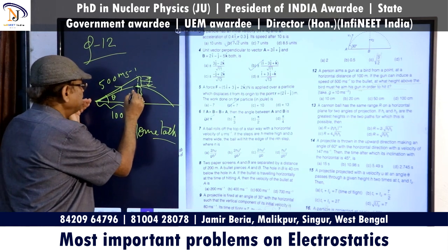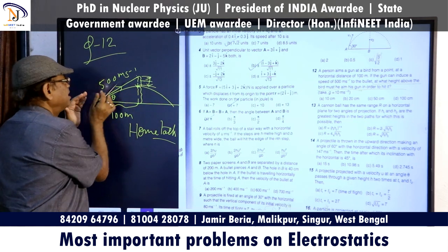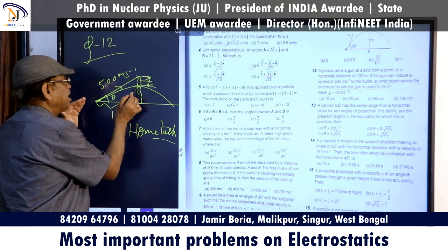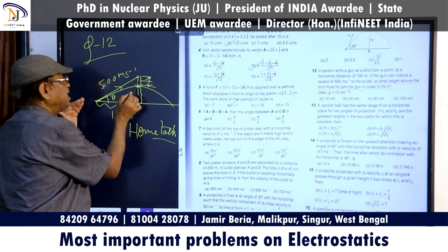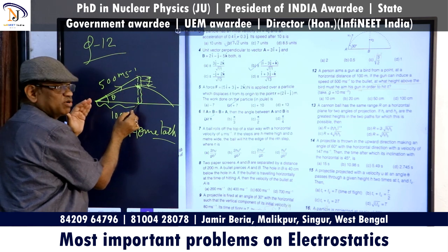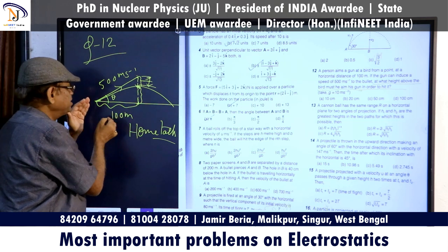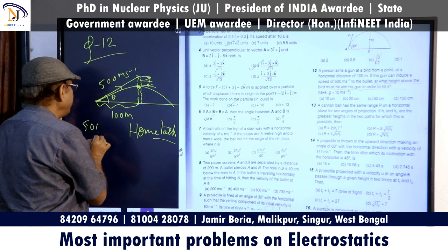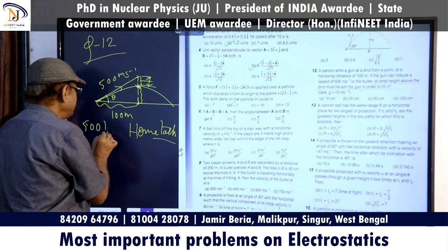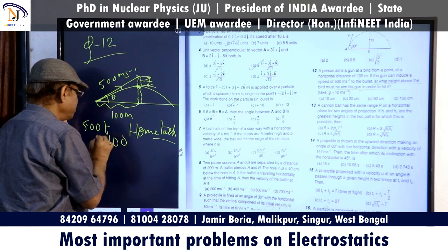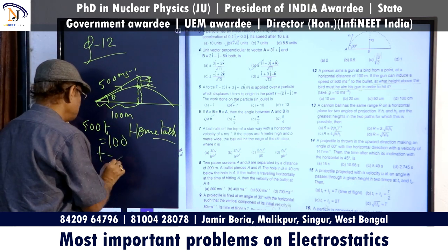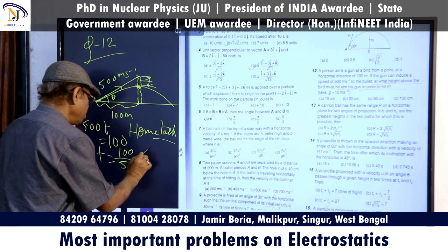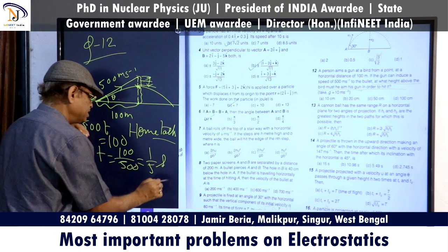Bird is here. Bird is suppose here. This is the angle. Okay, here is the height, above the height. So you can calculate h equals ut minus half gt square. This is known. This is 100. So you can calculate 500 t equals to 100. T equals to 100 by 500, 1 by 5 second.